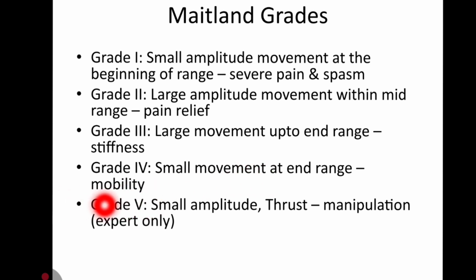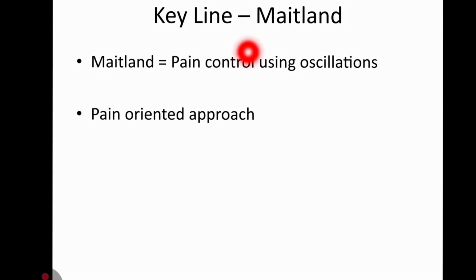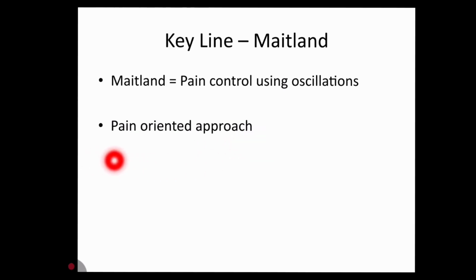So let's talk about the grade 5, small amplitude movements, thrust, that are manipulations actually. So it's only done by the experts. Key line to remember in Maitland is that the Maitland is used to control pain using oscillatory movements, and it's pain-oriented approach and fully depends on patient's comfort or patient's feedback.